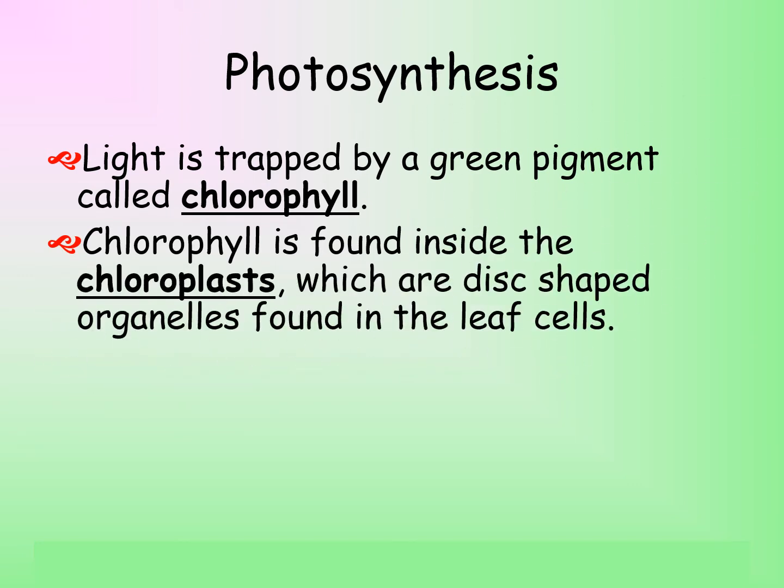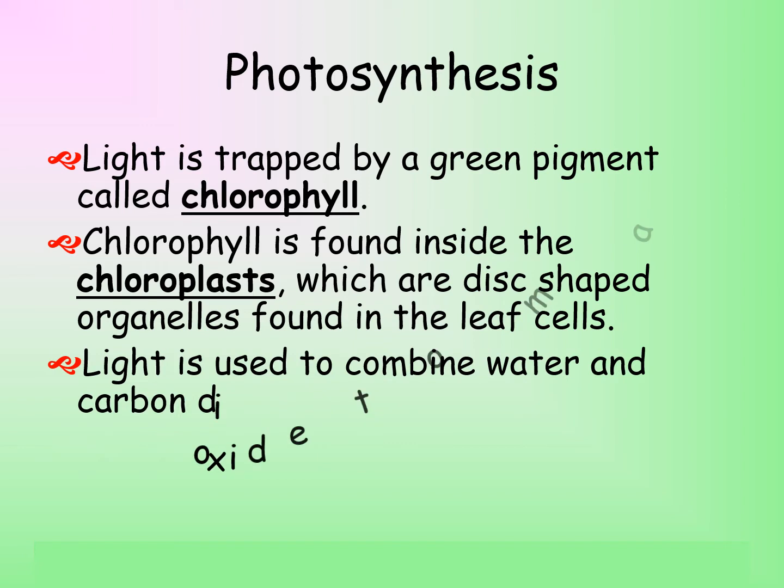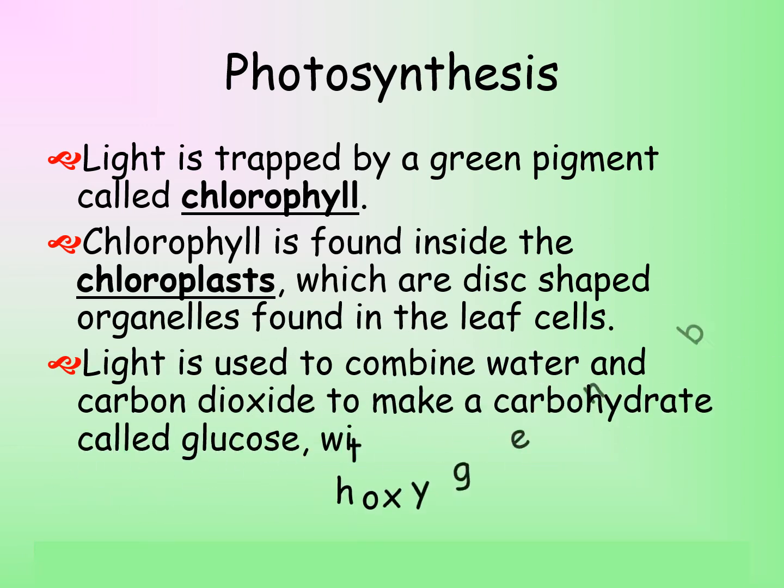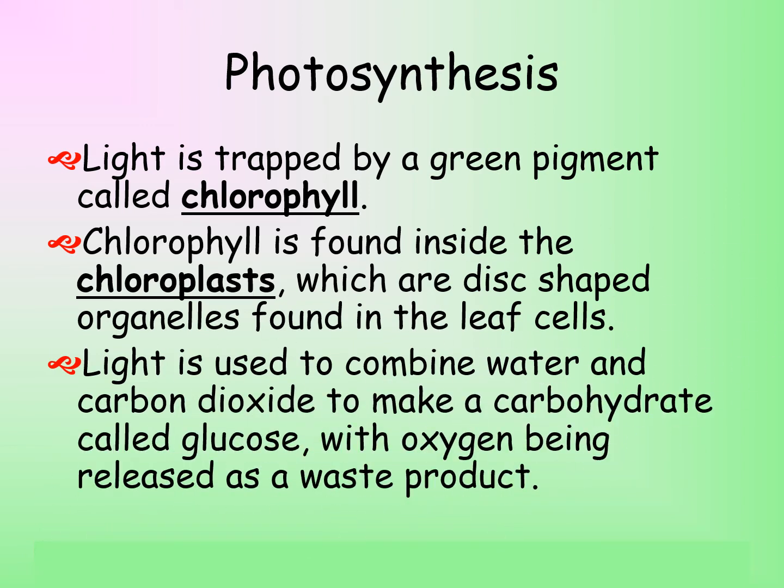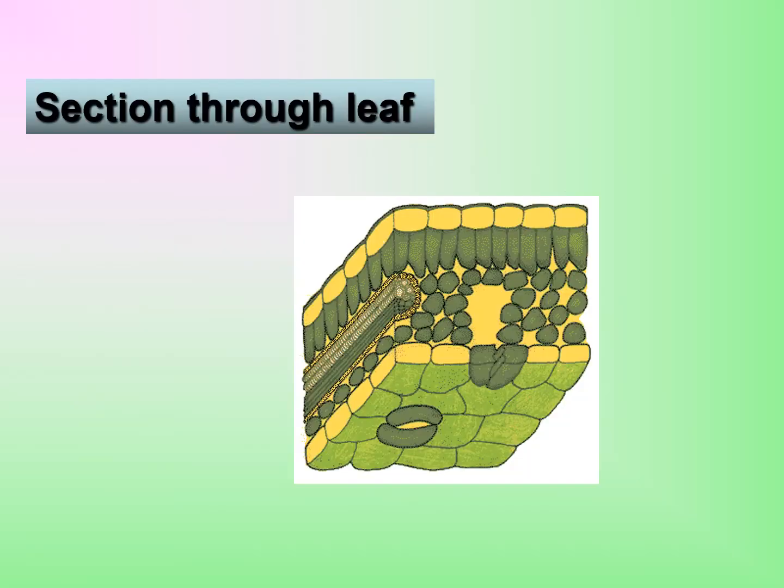So as I said, chlorophyll is found inside chloroplasts, which are disc-shaped organelles found in leaf cells. So light is used to combine water and carbon dioxide to make carbohydrate, which is glucose. Carbohydrate is carbon, hydrogen and oxygen combined, and oxygen is released as a waste product. So now we're going to have a wee look at the section through the leaf. We're going to look at the leaf and all the different parts.